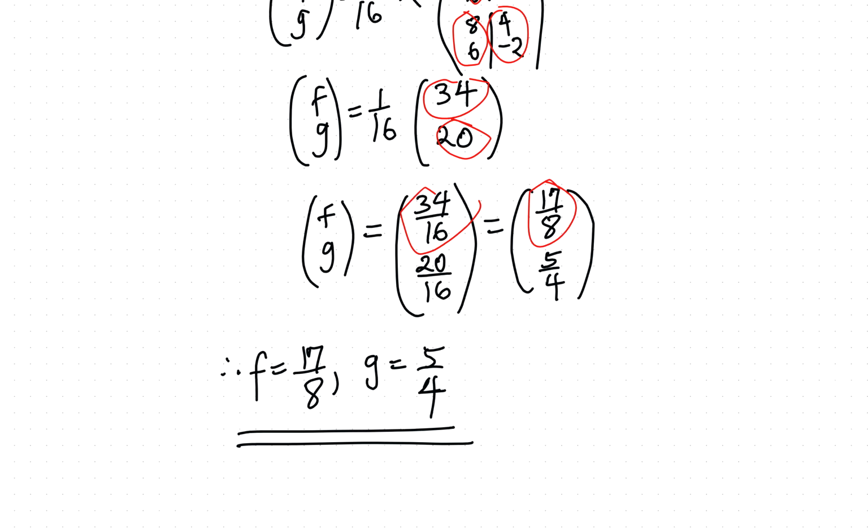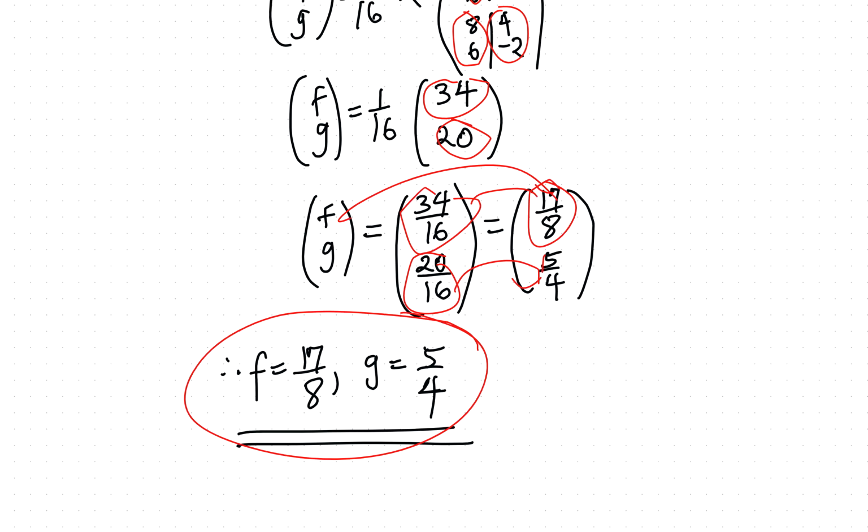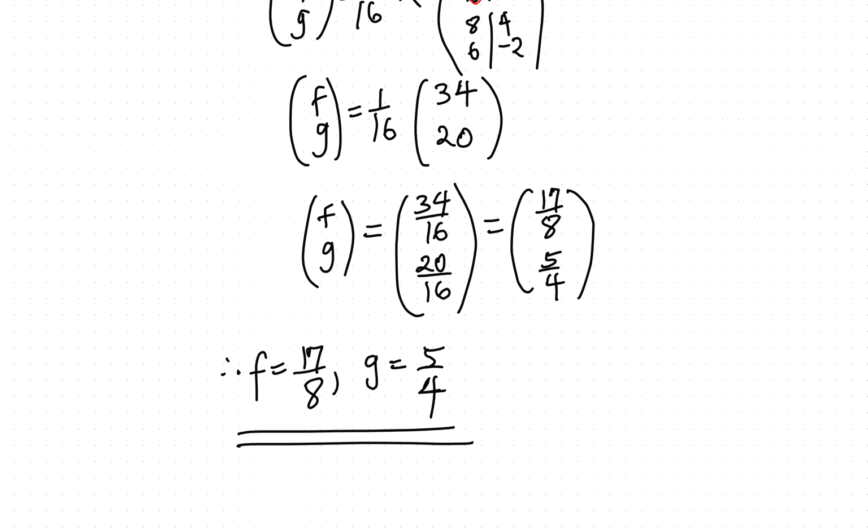And I think this is the same example we did in the previous video. And we got the same f now. So your f is 17 over 8, and g is 5 over 4. So the most difficult part is to get the inverse. And once you get the inverse, you multiply by the right-hand side and you get your answer. So that is that for this particular question.